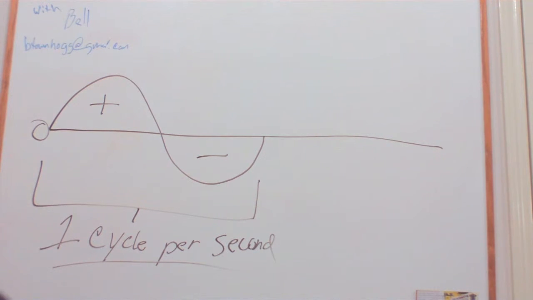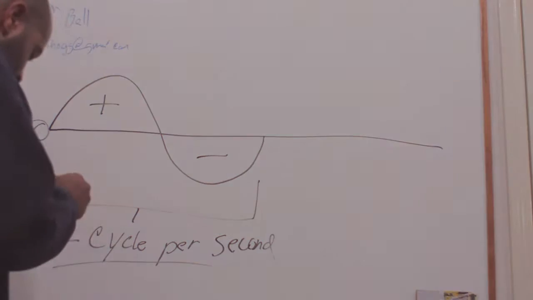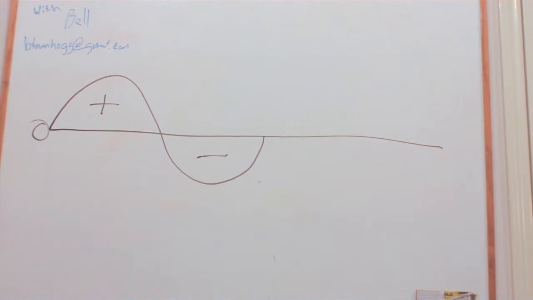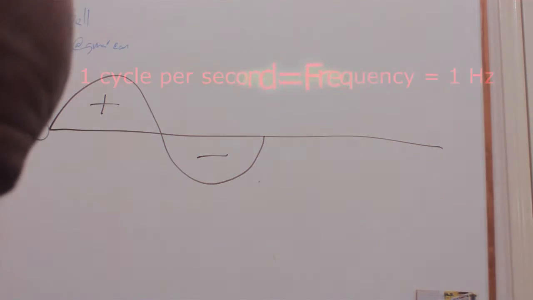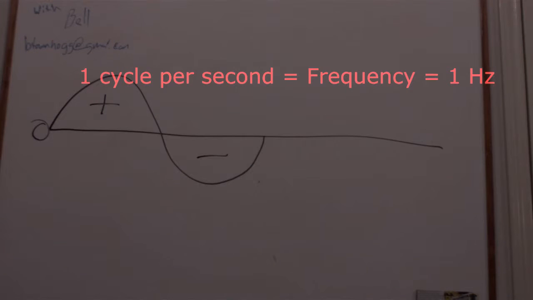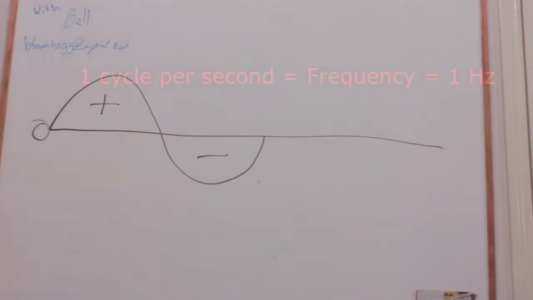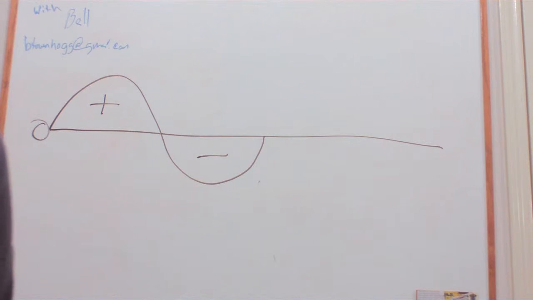All right, cool. So we're going to erase that. Now, as you see, that was one cycle per second. One cycle per second means 1 hertz. Cycles, or frequency, are measured in hertz, by the way. So with our line, we're going to make a 2 hertz waveform.